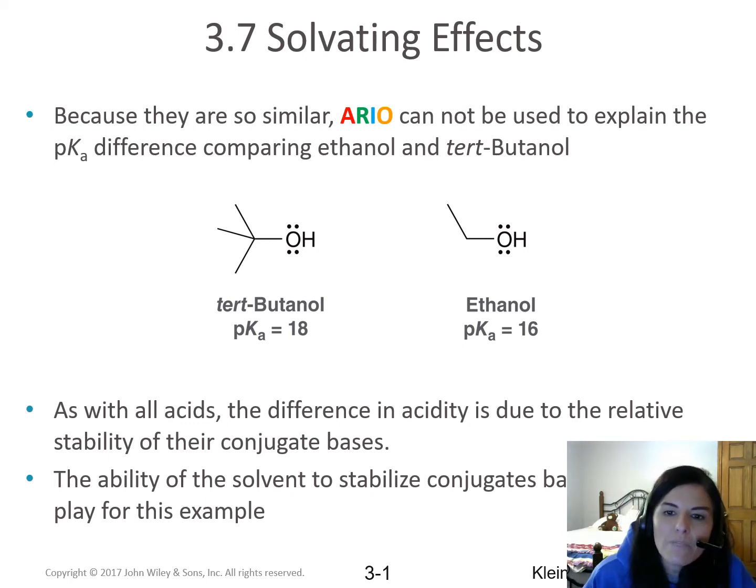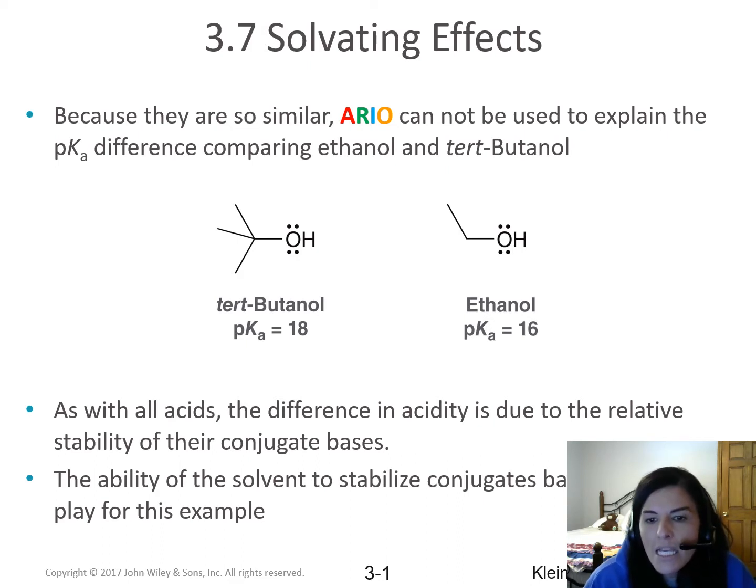All right, so now I'm going to spend a brief amount of time talking about some exceptions that don't totally fall into this ARIO category of assessing the relative stability of conjugate bases. Because they are so similar, ARIO cannot be used to explain the difference in pKa between two compounds such as ethanol and tert-butanol that we see here.